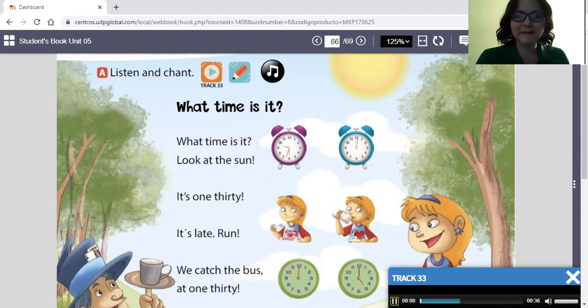Track 33. Listen and chant. What time is it? What time is it? Look at the sun. It's 1:30. It's late. Run! We catch the bus at 1:30.